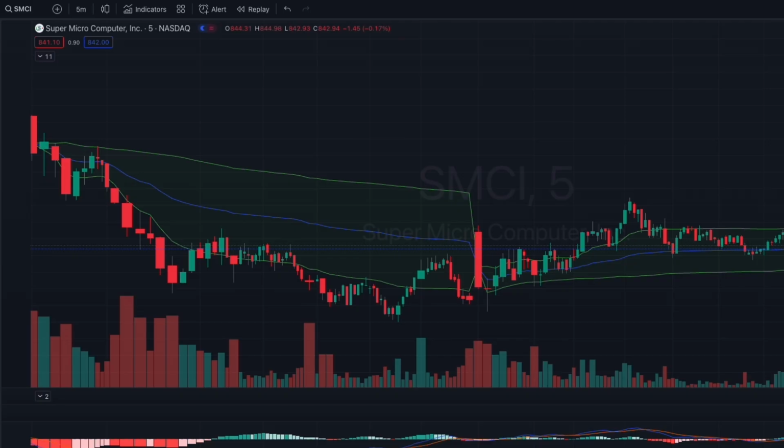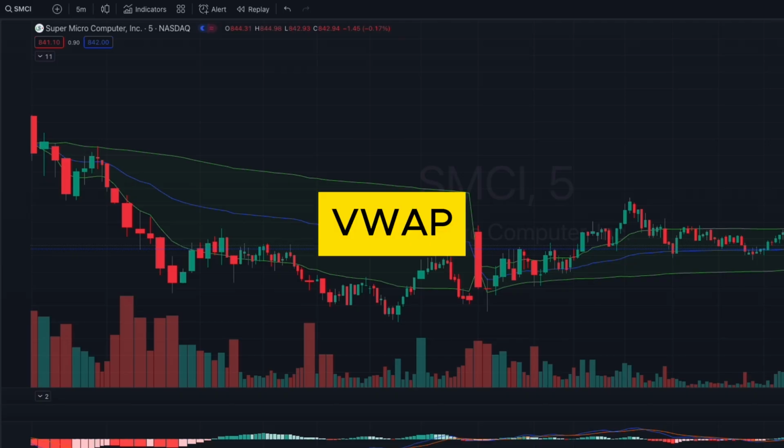Today I'm going to share with you my favorite indicators for identifying support and resistance levels. Whether you are a day trader or a swing trader, knowing where these key levels are can make all the difference in your trading success. Let's get started. This indicator that I would like to show you is the VWAP, or Volume Weighted Average Price.